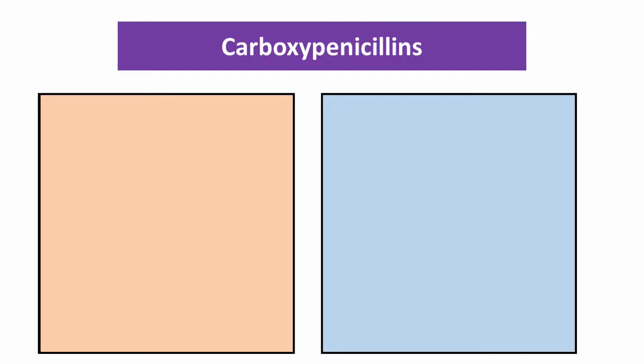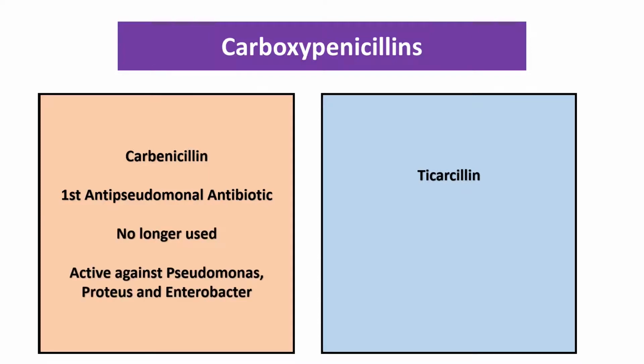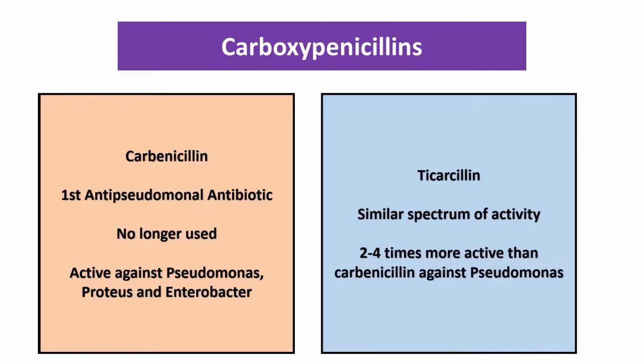Now, the second subcategory in broad-spectrum penicillins is carboxypenicillin. Carboxypenicillins include carbenicillin and ticarcillin. Carbenicillin was the first anti-pseudomonal antibiotic, but now it is not used. These have activity against Pseudomonas, Proteus, and Enterobacter. Ticarcillin is also a carboxypenicillin and has a similar spectrum of activity like carbenicillin, but it is 2 to 4 times more active on a weight basis against Pseudomonas aeruginosa. Ticarcillin is often used in combination with a beta-lactamase inhibitor like ticarcillin clavulanate.